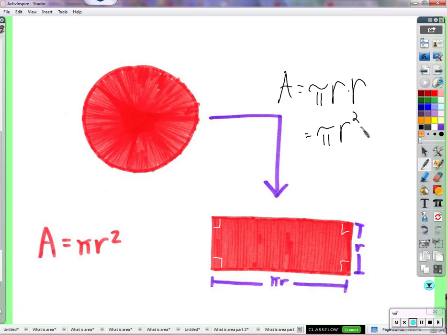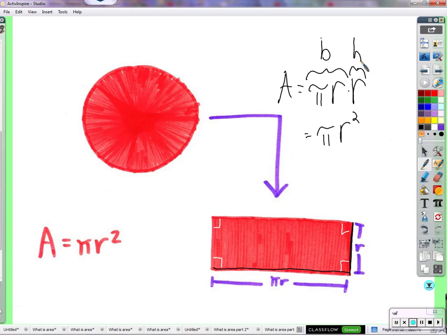From a circle into a rectangle. How come there's two r's? Because along here, the base of the rectangle is half the circumference, which is pi r. The height is r. So base times height would be pi r times r. This is the base of the rectangle, and this is the height. Molly? But why is the base pi r?